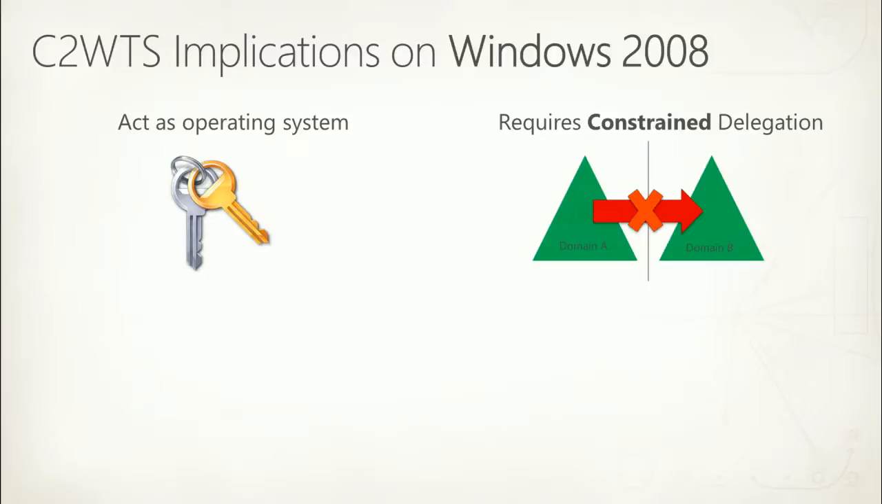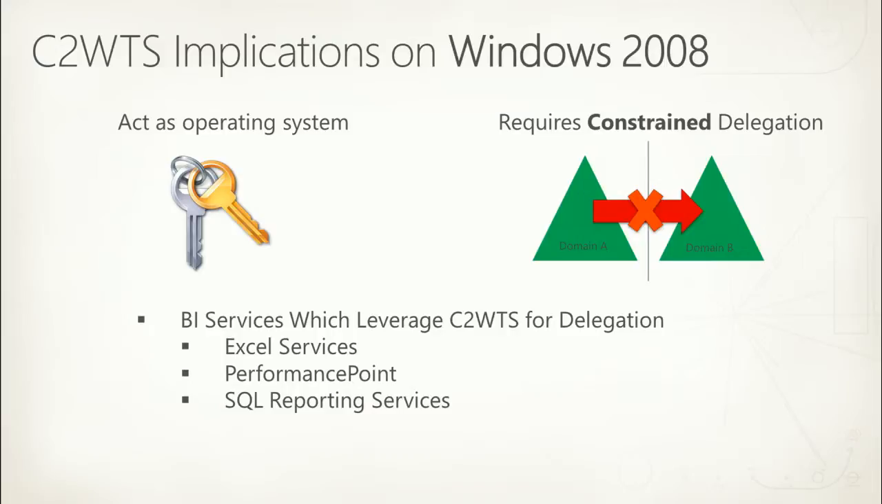So, claims to Windows token service. It's performing a very privileged operation. What it's doing is it's logging on my behalf without actually having my credentials. To do that, we've enforced some restrictions. In Windows 2008, what you have to consider is it requires constrained delegation. This means in a constrained delegation mode, you are not going to be able to delegate across a domain boundary or forest boundary. Some of the services that are going to be leveraging this are Excel Services, PerformancePoint, and Reporting Services, so you have to keep this in mind. If I'm running on Windows 2008, I have to leverage Kerberos constrained delegation.